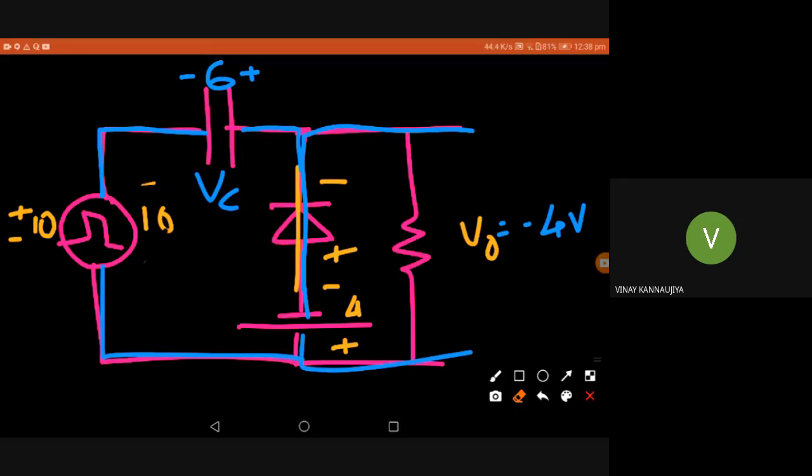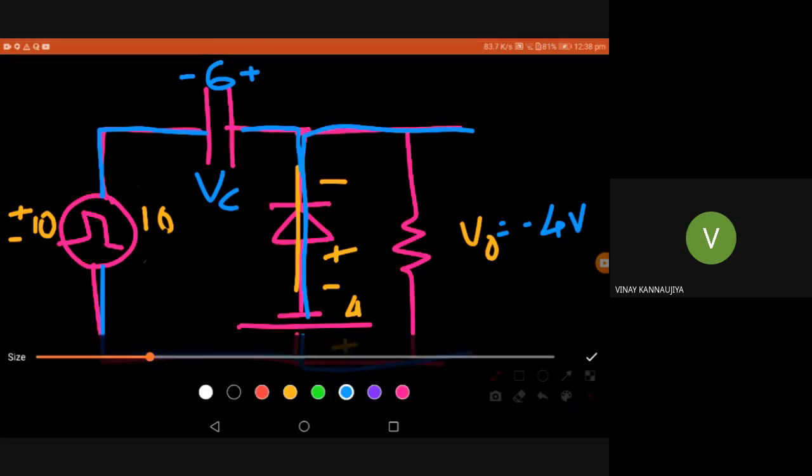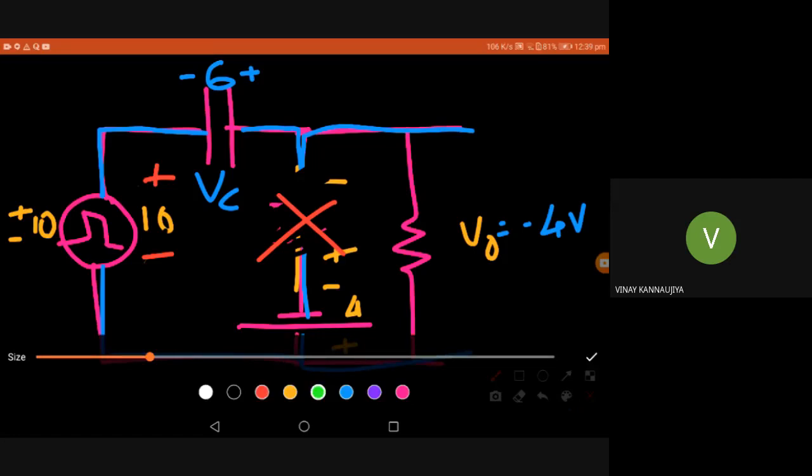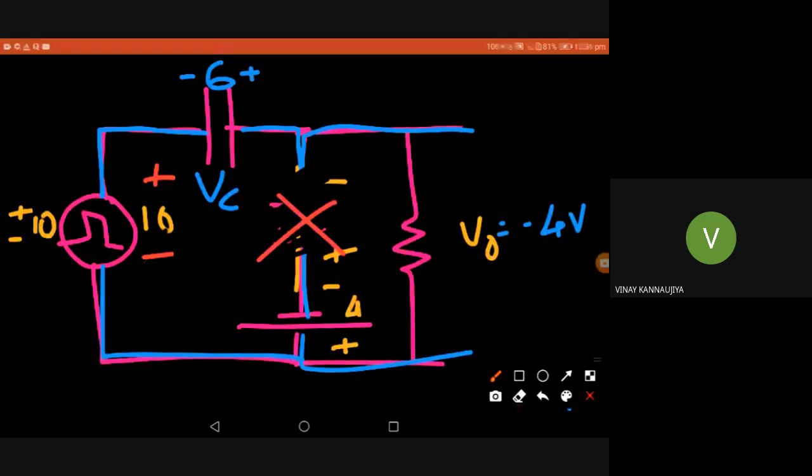In the positive cycle, we can see the input is now plus 10, minus 10. The diode is off in this case. We need not consider the diode as well as the VB, since both are off, so this is not considered. Now we consider only this loop: the V input, capacitor, output loop.